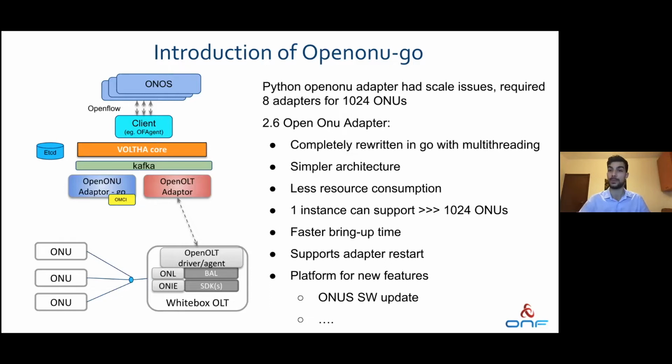It also supports adapter restart, which was not supported in the Python version, but fundamentally is also the platform to integrate new features, such as the new software update, which we are already working on. And this was a key success, and it was thanks to our community, in particular a team from Adtran, that we brought this together to really achieve that scale that is now needed for production deployments, going higher than 1024 ONUs. 1024 was the target, and we have not yet pushed the adapter to higher than that, but we are confident that with the architecture that was put in, it will go much higher with absolutely no problem.